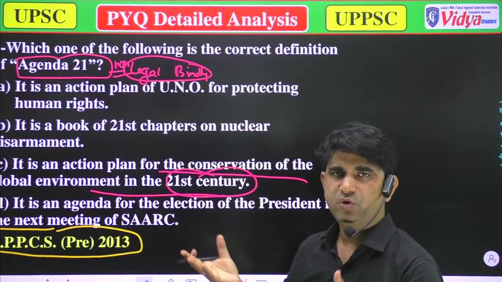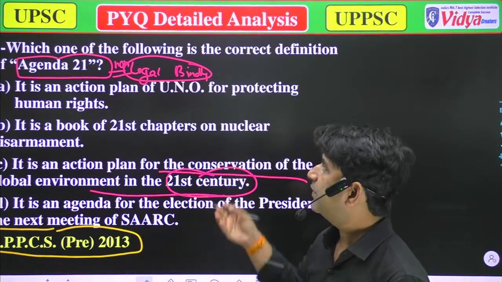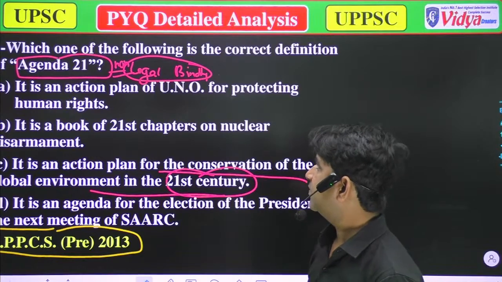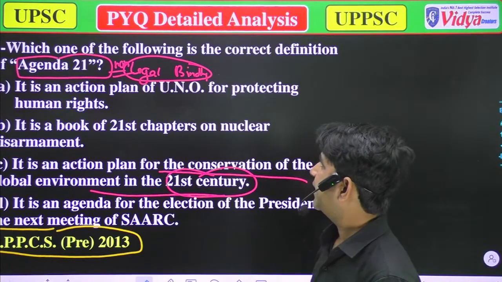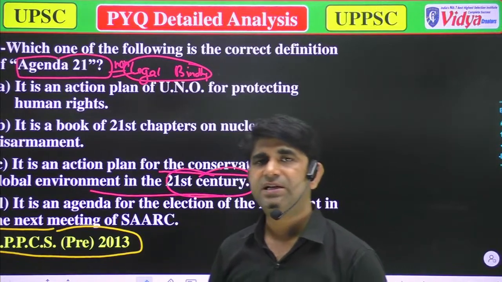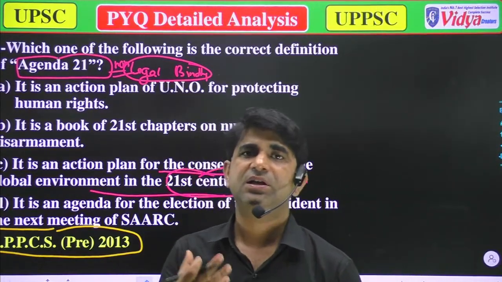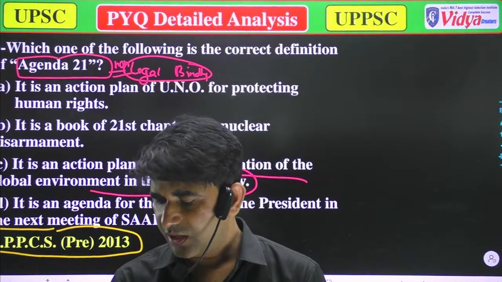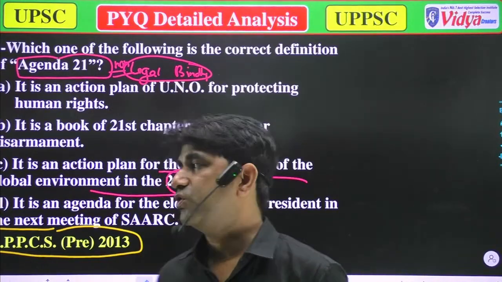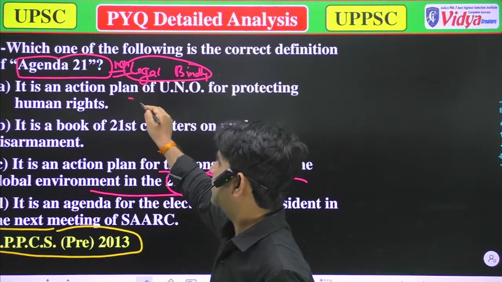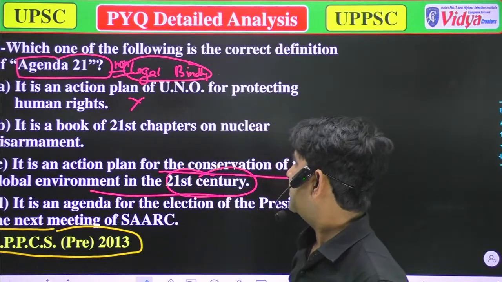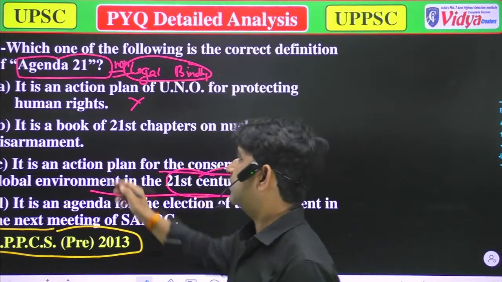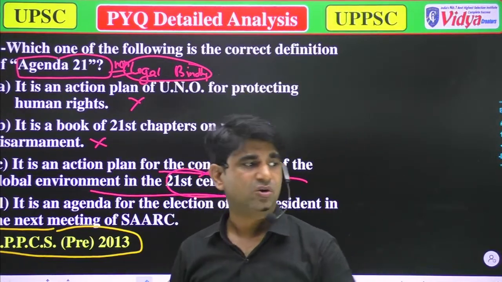Suppose you don't know the correct option, but we will try to eliminate some options. Option A: it is an action plan for UNO for protecting human rights. No, because Agenda 21 is generally related with environmental facts, because UN is not directly attached with them. So option A is incorrect. B: it's a book of 21 chapters on nuclear disarmament. That is also not correct.